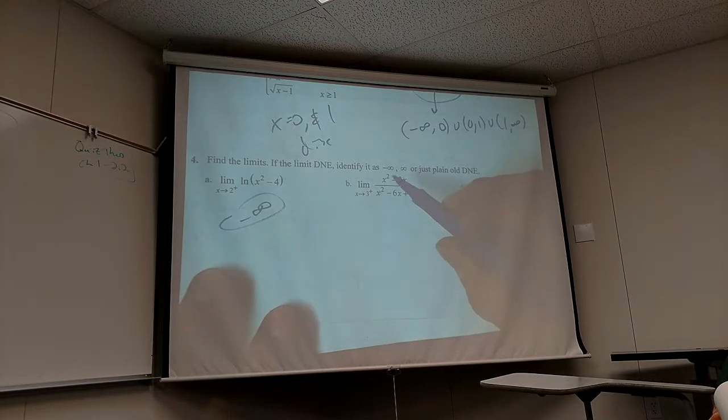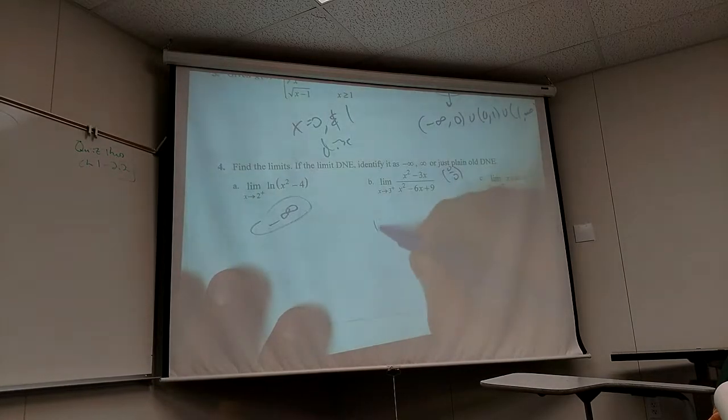Try to plug a 3 in, and then you get 0 over 0. You can try it out. So what does that mean I want to do, considering what this looks like? Factor it. I love the number of people that make the top so difficult.